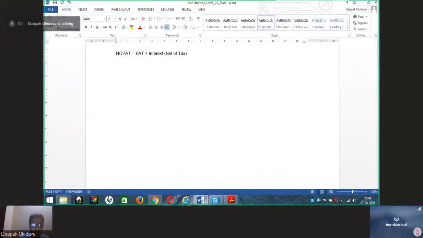Then we have another formula which is for EVA. EVA is equal to NOPAT minus capital charge. All of you are conversant with this formula, but you can jot it down in your notebook. EVA is always equal to NOPAT minus capital charge. And capital charge is nothing but WACC, weighted average cost of capital, into capital employed. So we have NOPAT minus, in brackets, WACC into capital employed. Capital charge is nothing but WACC into capital employed. That is called capital charge.